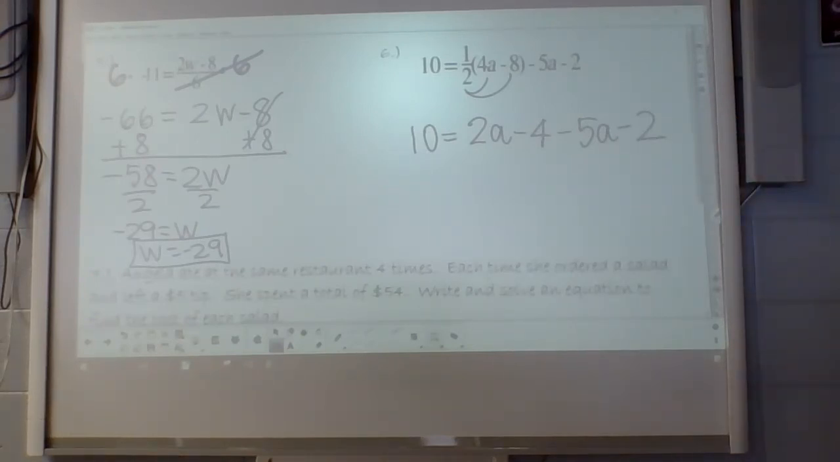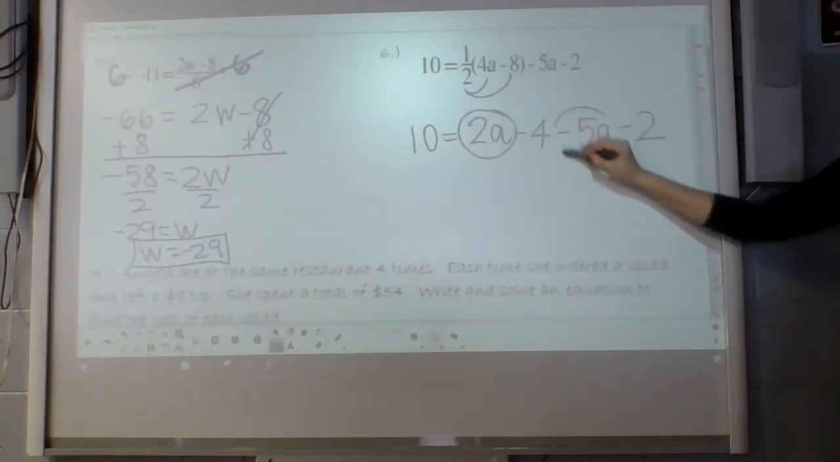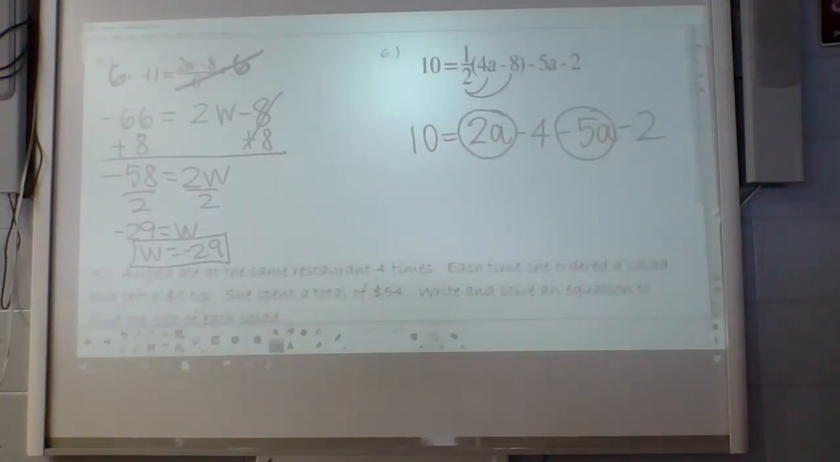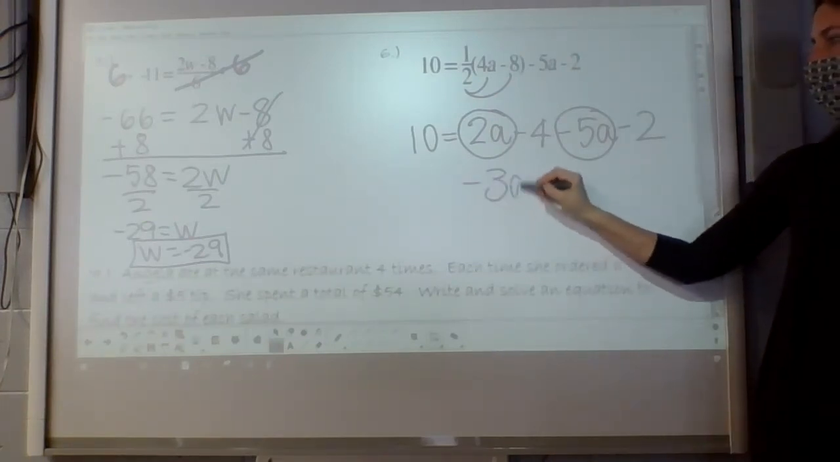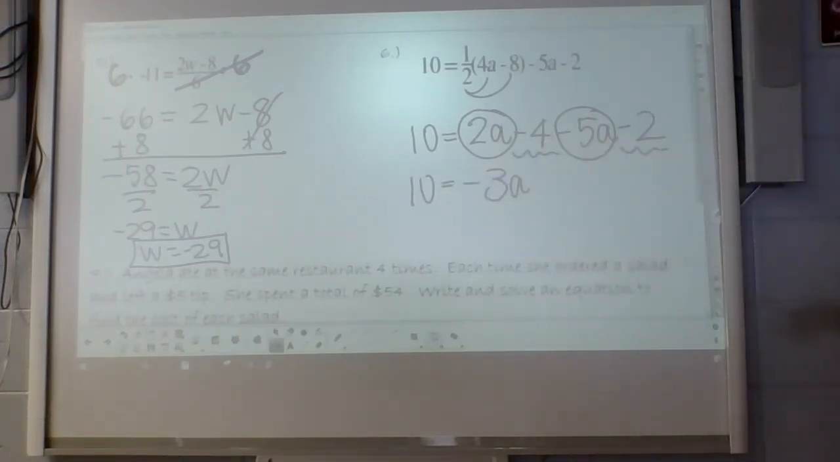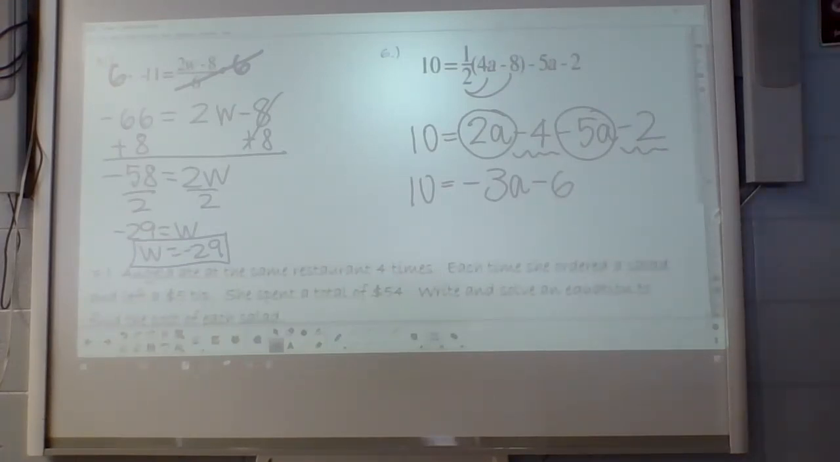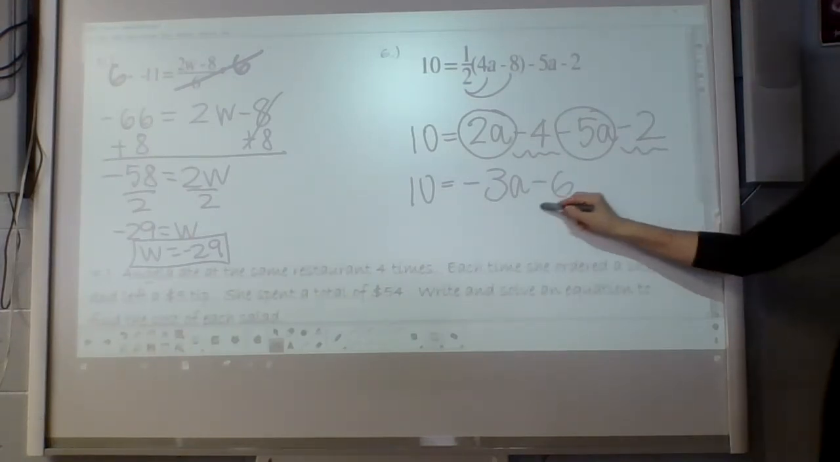All right, so we distributed. We have some like terms that can go together. So we have 2a and a negative 5a. What do we get? Negative 3a. And then we have negative 4 and negative 2. So negative 6. So lots of negatives here. Careful on those. I want to move that 6 back over.